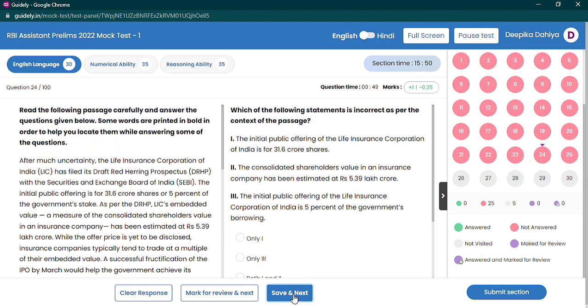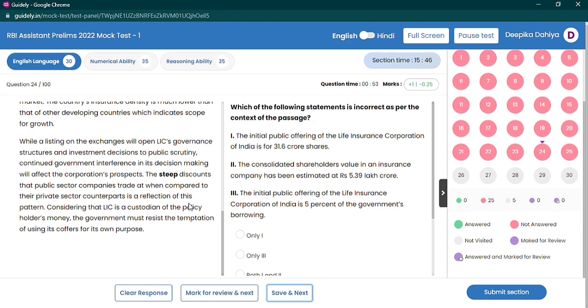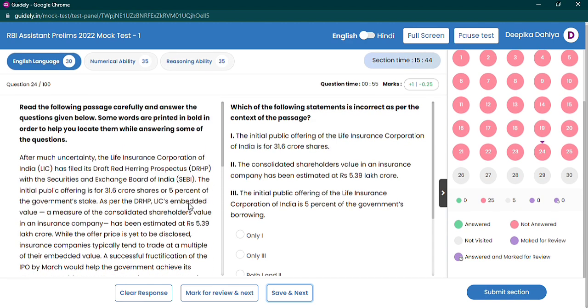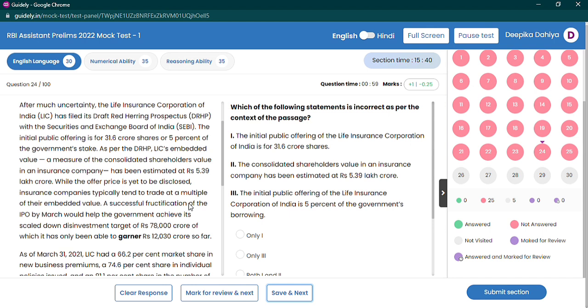So in this video, I'm going to show you how to solve a prelims level RC. I'm going to show you this RC from Guidely's mock test. This RC is based on LIC's IPO, which is a very hot topic nowadays in the current news. So I am going to solve this RC, and you can take an idea and apply it in the examination and in the mock test when you are attempting.